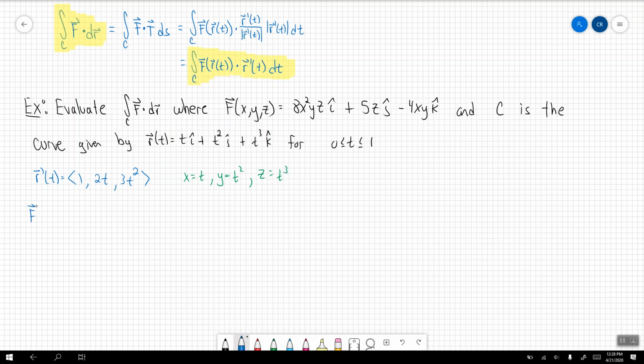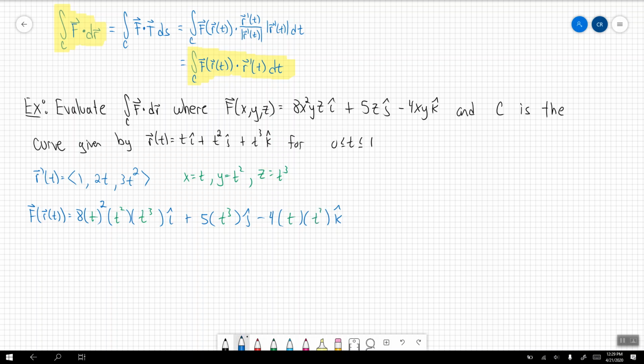Given this, what I'm going to do now is compose my vector field function. So this is going to be 8 times x, where x is just t, and that's squared, times y, and then times z. Y was that t squared. Z was that t cubed. So far so good. And this is all in the i component, plus 5 times z, where z is that t cubed. And that's in the j component, minus 4 times x times y, and that's going to be in the k component. So that's x and y, so that's going to be t times t squared.